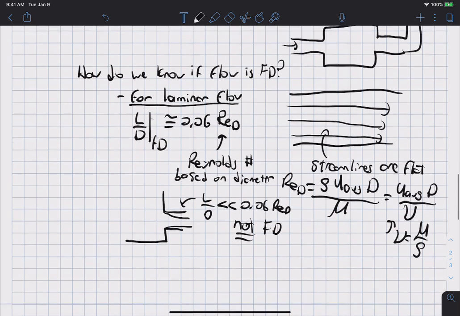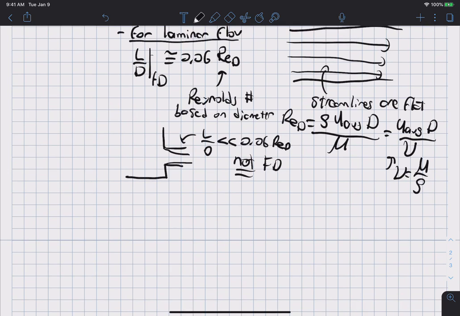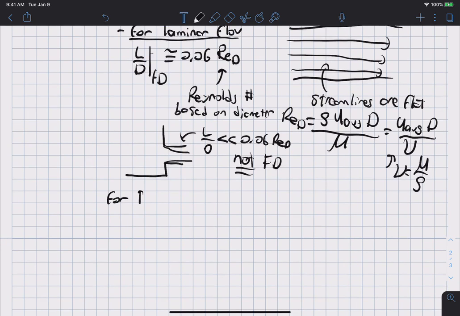Okay, and then for turbulent flow, and we're going to discuss what I mean by turbulent flow in a little bit, or in another lecture probably. But for turbulent flow, the L over D for fully developed flow is equal to 4.4 Re_D to the 1/6 power.